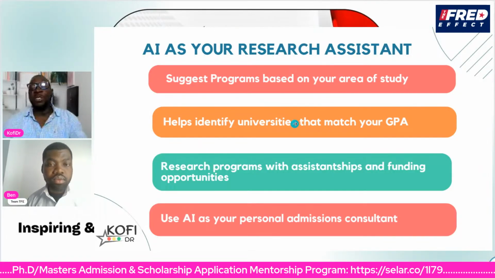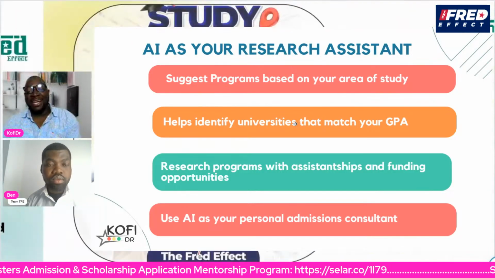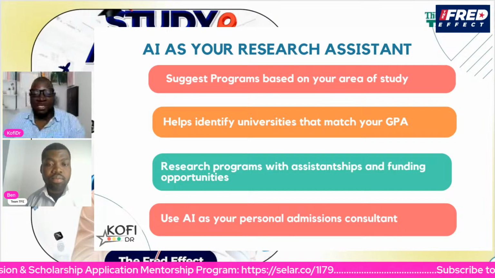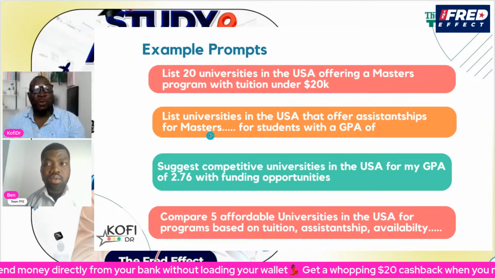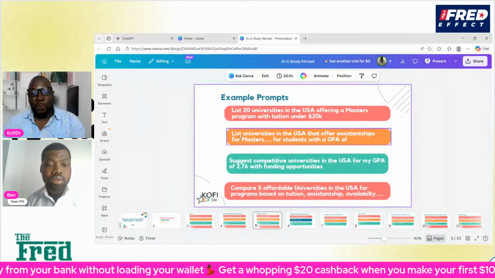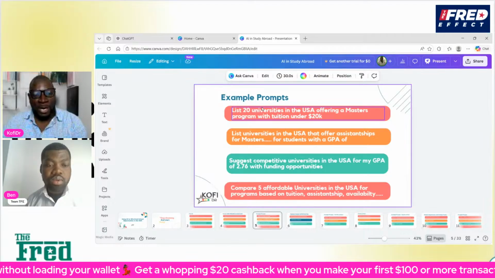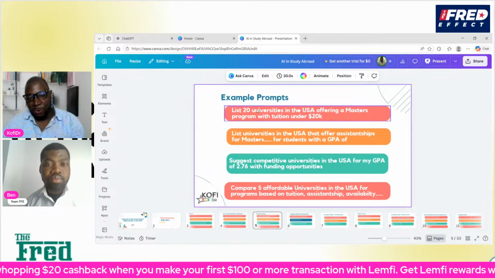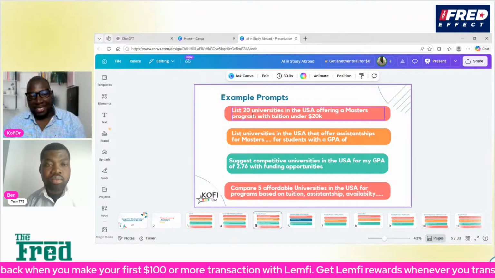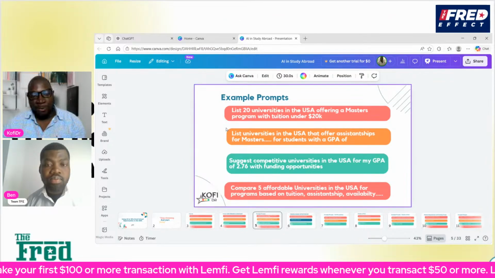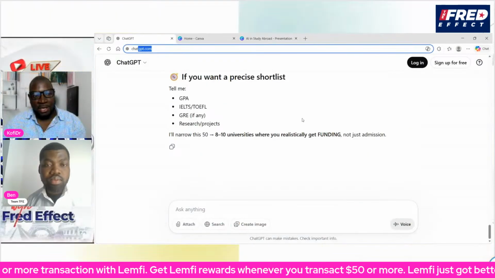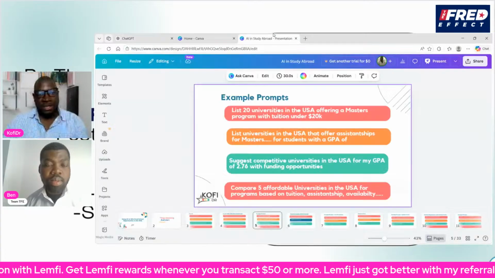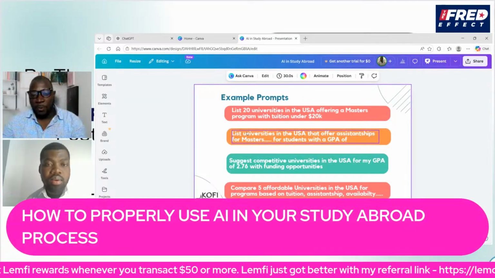And I will say you can use AI as your own personal admissions consultant. So without wasting much time, I'll talk about what you can use AI for, and then I will demonstrate what I mean by that. The first prompt that we'll be looking at will be the AI for program search.